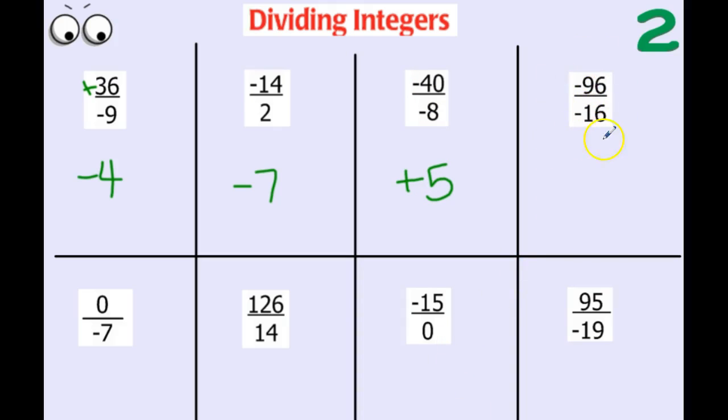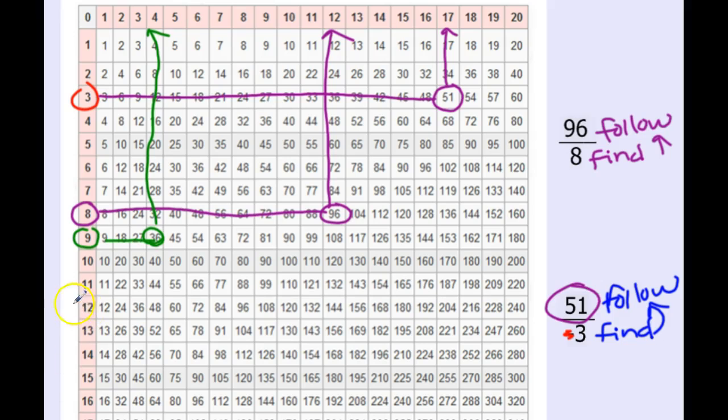This one I don't know in my head. I do know that 2 grumpy people get along, so my answer is going to be positive. So I'm going to find 16 and follow until I get to 96. I'm going to do it this time and follow until we get to 96. Right there, not too far. So when we look up, we should be at 6.